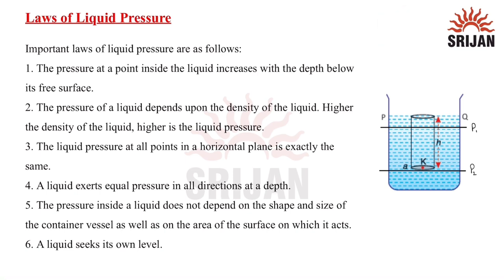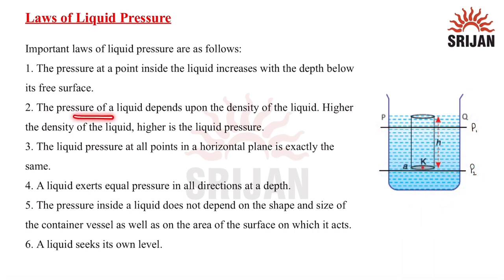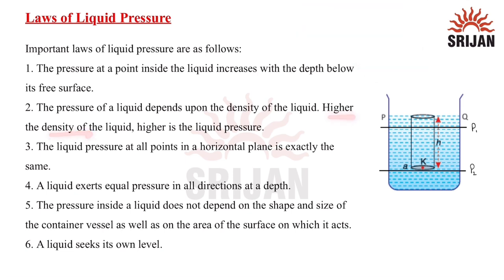Now, you can see in this particular diagram that if the pressure at this point is P1 and the pressure at this level is P2, we can easily say that P2 is greater than P1 because depth is more in the second case. Second, pressure of a liquid depends upon the density of the liquid. We know that pressure is equal to rho gh, so pressure is directly proportional to density as well. So the higher the density of the liquid, the higher the liquid pressure.